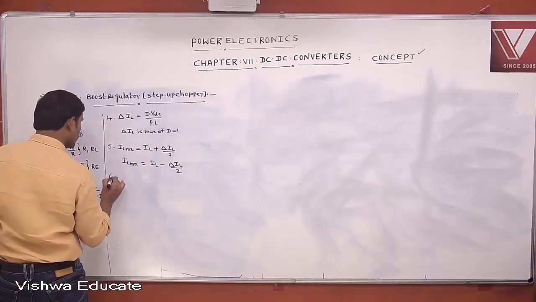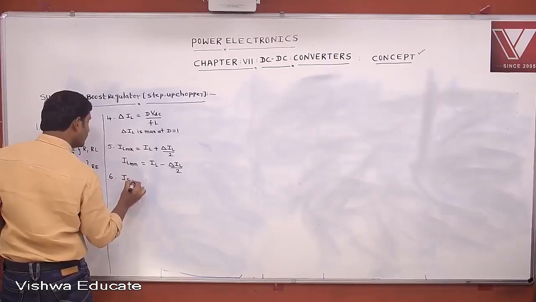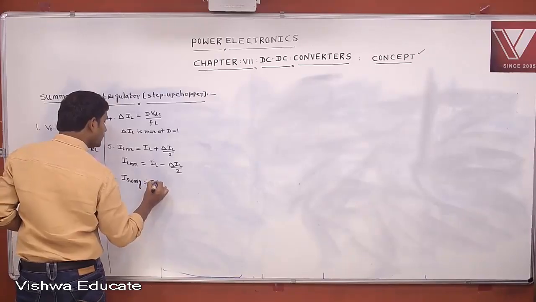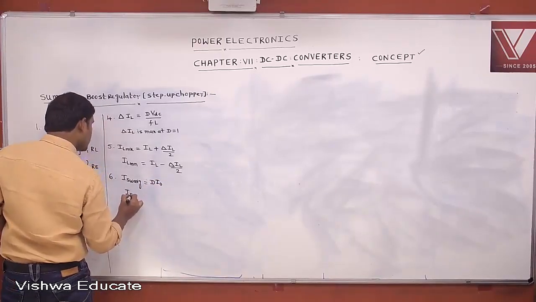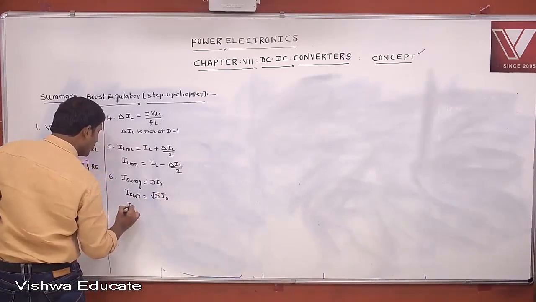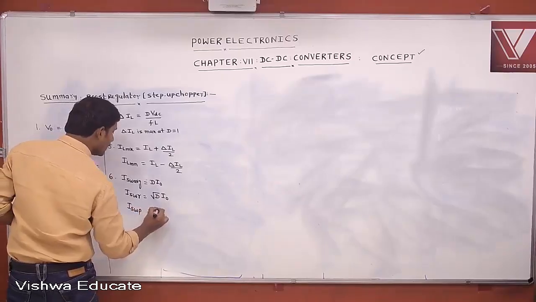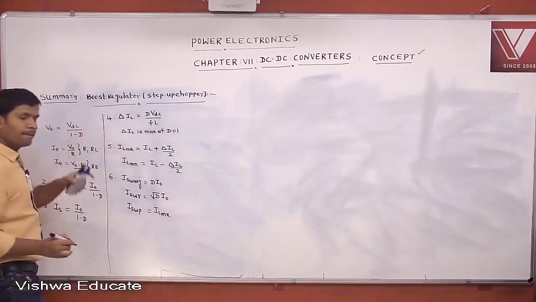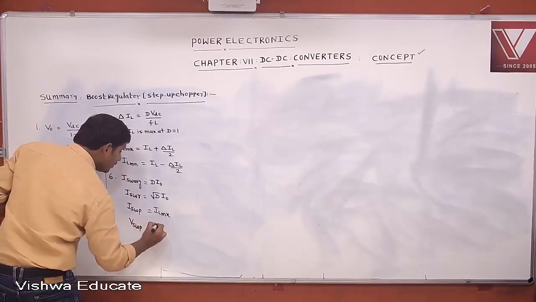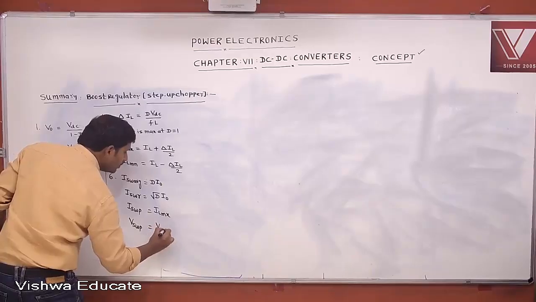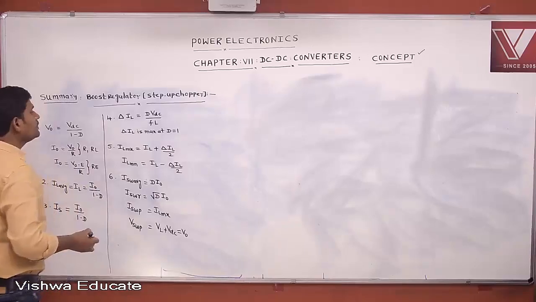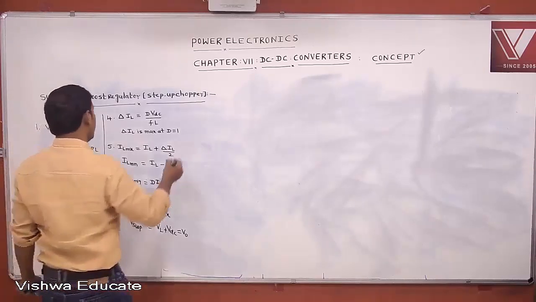Sixth one. What is the average switch current? Average switch current equal to D I naught, or the RMS switch current root D I naught. What is the peak value of switch current? IL max. Okay. What is the peak value of switch voltage? Peak value of switch voltage equal to VL plus VDC. This equal to V naught. This is with respect to the switch, I derived. Next.